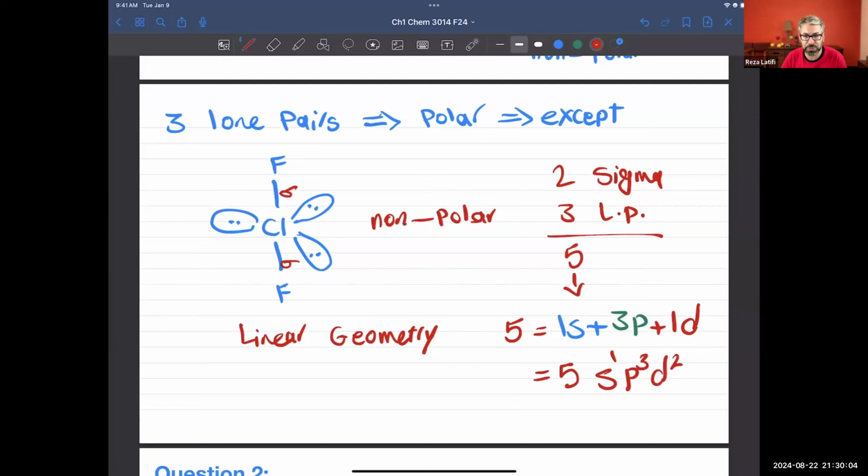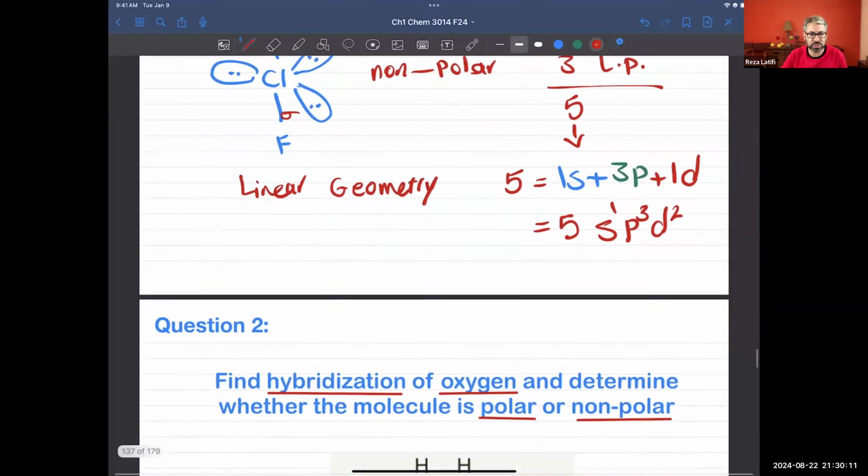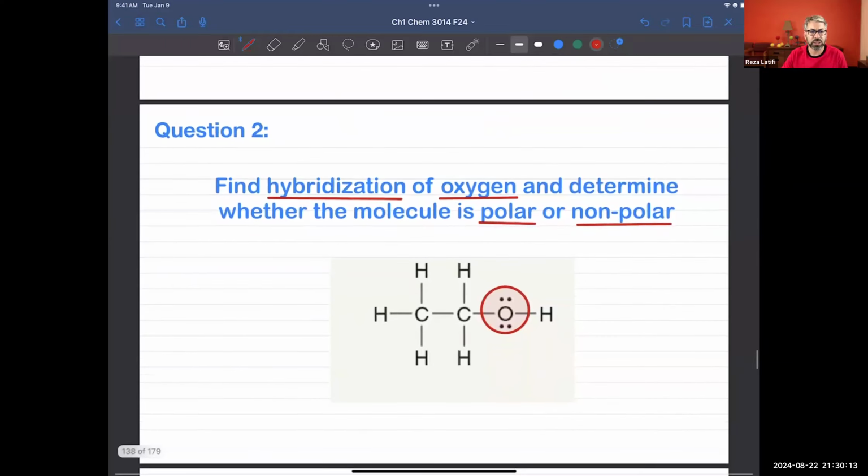Before I wrap up this discussion, I'm going to show you the second question that you need to answer. Find the hybridization of oxygen and determine whether the molecule is polar or non-polar. In this case, we have 2 lone pairs. You need to ask yourself, is it polar or non-polar? What's the hybridization of it? And also try to find the geometry, both electron and molecular geometry, of this compound. Thank you very much. We'll see you soon.